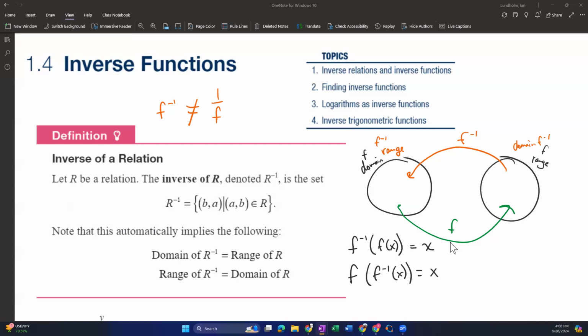And so, yeah, these are going to be important in general. We're going to look at logarithms and inverse trigonometric functions as examples of these soon. So those are both very important classes of functions.